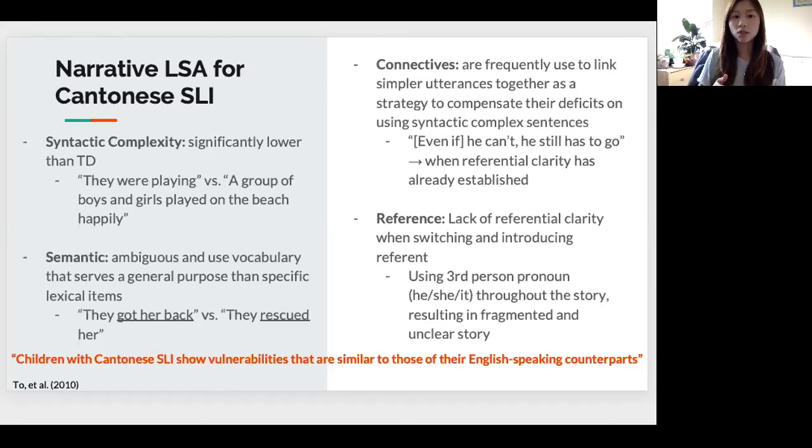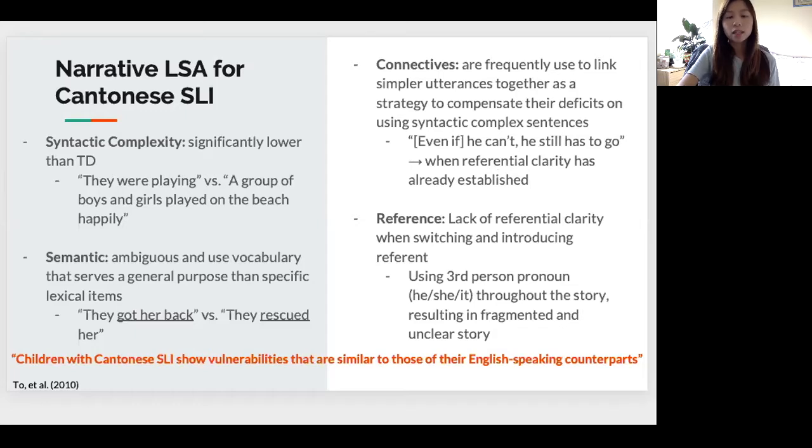In terms of connectives, it is tightly linked with the reference domain. The study suggested that connectives are frequently used in CSLI children to compensate for the deficits in syntactic complexity. When referential clarity is established in the story retell, it is expected that the listeners will implicitly encode the relation between the clauses. For example, for the sentence here, "even if he can't, he still has to go." In the transcription, "even if" was not explicitly stated in the sentence, just because the referential clarity has already been established.